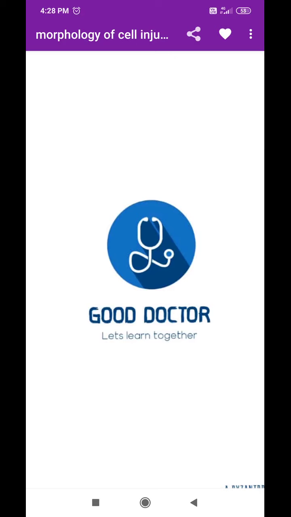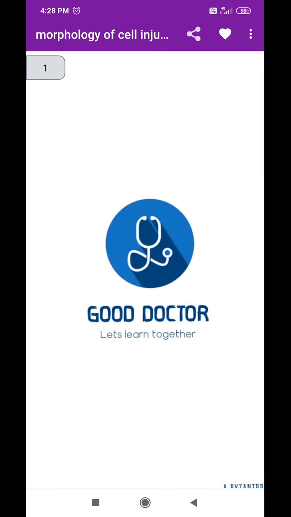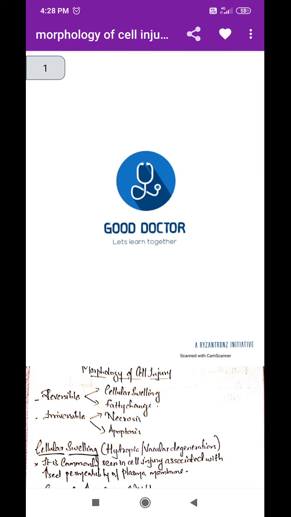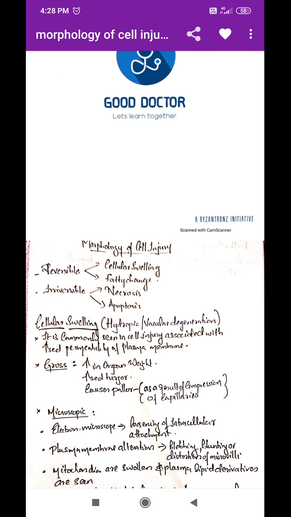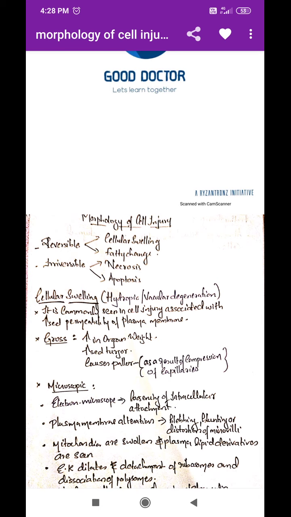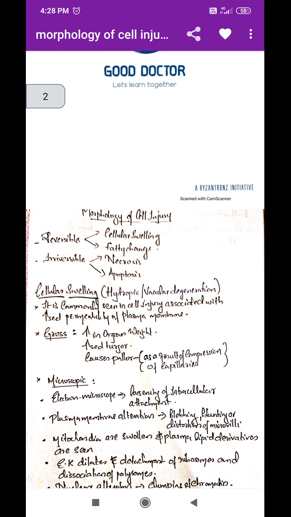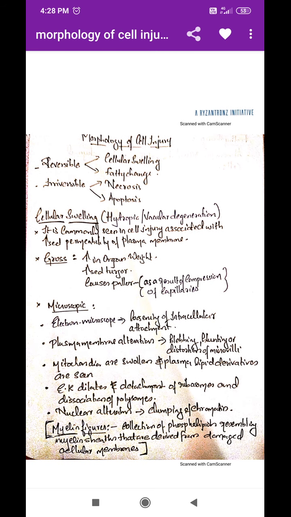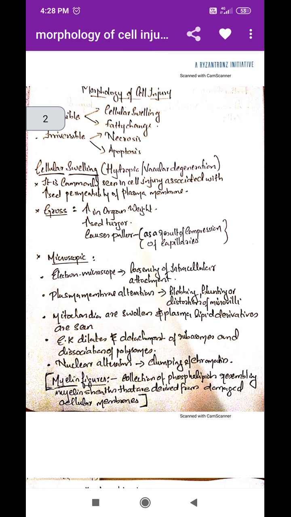Hello everyone. Today I am going to take a class on the topic morphology of cell injury, necrosis and gangrene. As we know, cell injury is of two types, reversible and irreversible. The morphology of reversible cell injury includes cellular swelling and fatty change, whereas irreversible cell injury includes necrosis and apoptosis. Let's move on to cellular swelling.